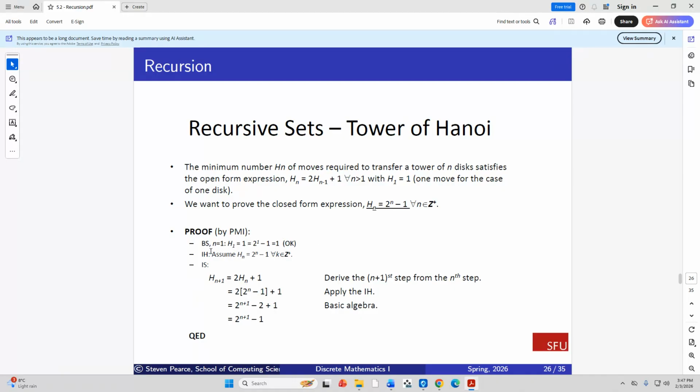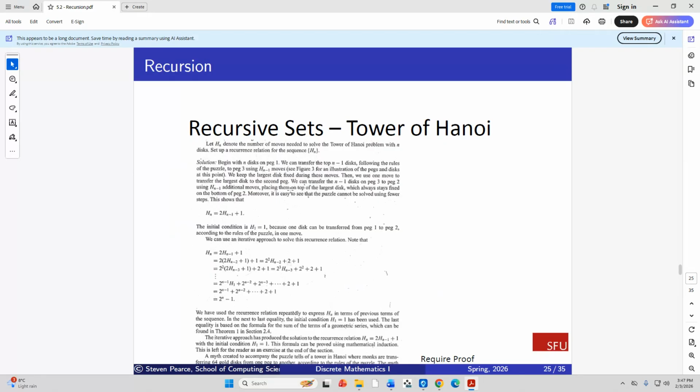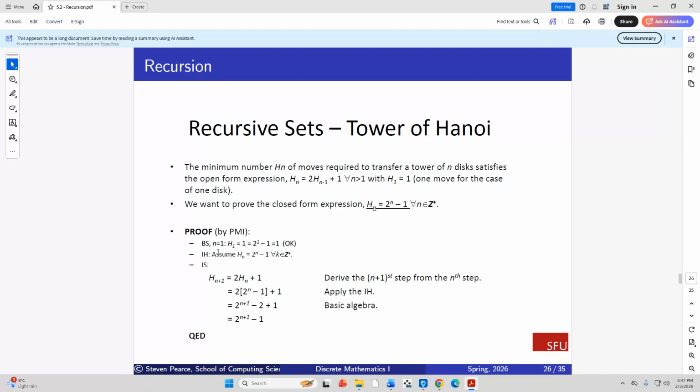Proof by mathematical induction, basis step, n equals 1. Well, h1 equals 1, which equals 2^1 - 1. So that's okay. So we're looking at this right here. h1 equals 1, because that one doesn't exist, okay? That's like h sub 0. So h1 equals 1, and the right side, 2^1 is 2, minus 1, is 1, so yes, the basis step works.